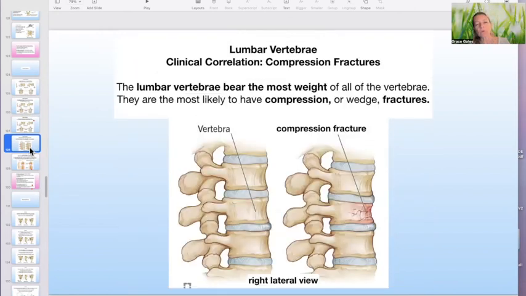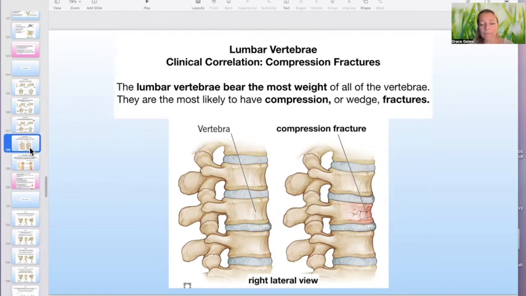Okay, so clinical correlation, compression fractures. The lumbar vertebrae bear most of the weight of all of the vertebrae of the whole body. They are the most likely to have compression, sometimes called wedge fractures.